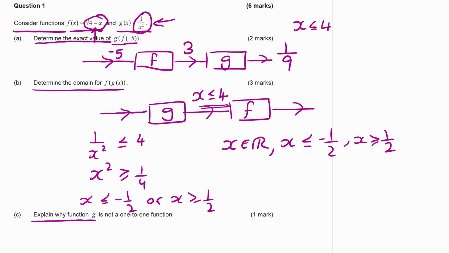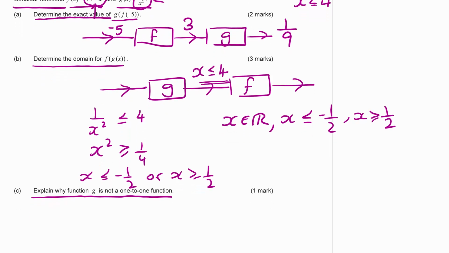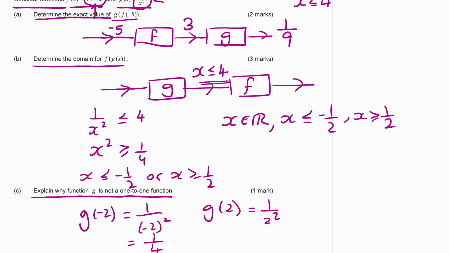Finally, we want to explain why g is not a one-to-one function. We could use an example to explain this. For example, g of negative 2 is 1 over negative 2 squared, which is a quarter, and g of 2 is 1 over 2 squared, which is also a quarter. And that tells us that it is many to 1.